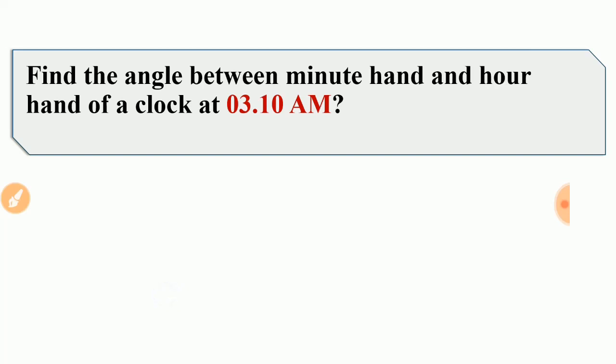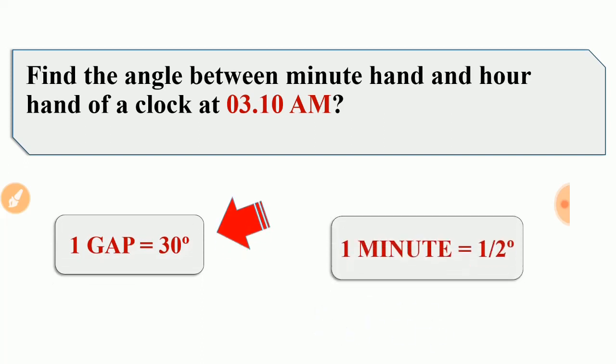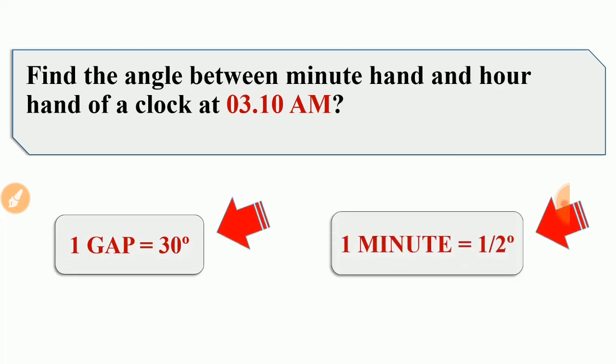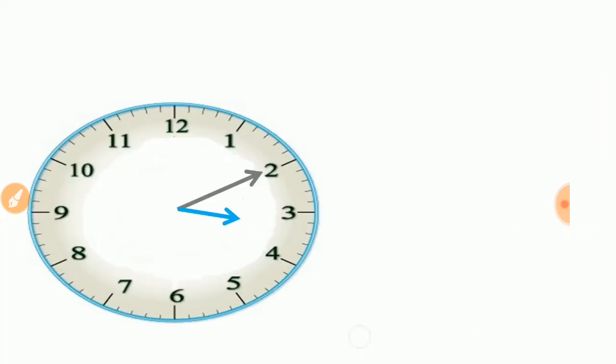Find the angle between the minute hand and the hour hand of a clock at 3:10 a.m. So the time is 3:10. Okay, so one gap is equal to 30 degree. We know this, and 1 minute is equal to half degree. That's also clear for us. So let's start with this one.